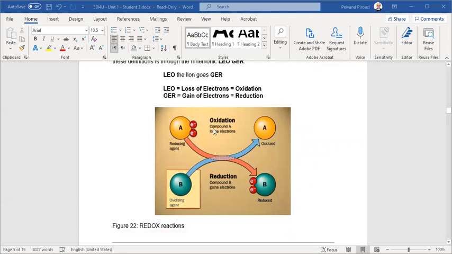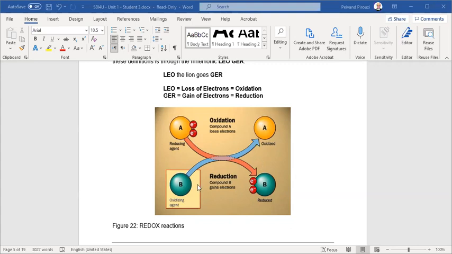So here, what we can see is, for example, in this figure number 22 for the redox reaction, we can have a compound called A that becomes oxidized when A and B are going to interact. So A, we call that a reducing agent. This agent is going to become oxidized, and what happens is that it's going to lose electrons. So now A may become, of course, positively charged because it's losing electrons.